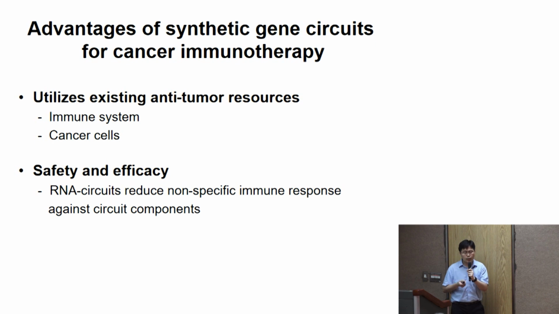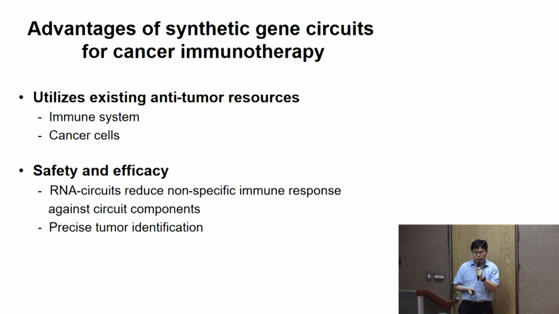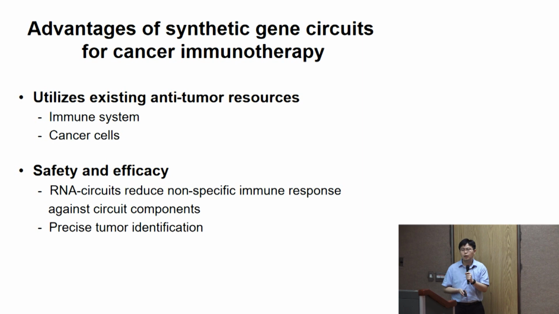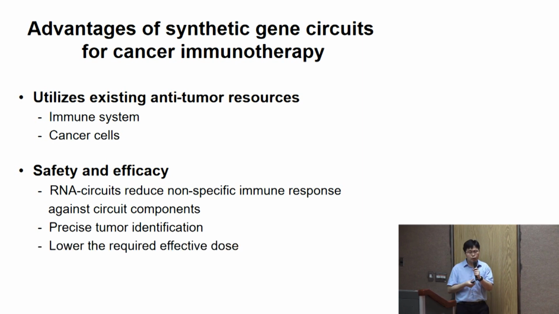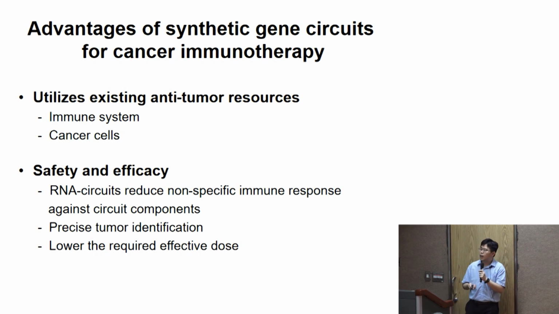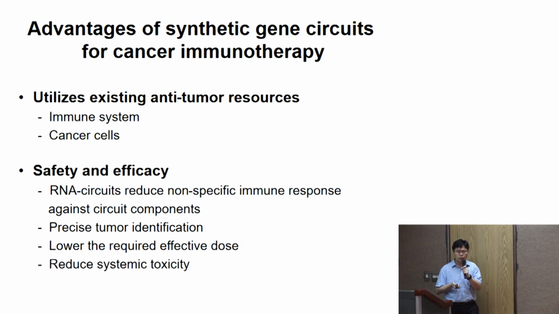Our circuits are encoded with RNA components only. Unlike most other circuits, which are built with protein components, our circuit can minimize the non-specific immune response against protein components in normal cells. Secondly, our circuit can integrate multiple disease markers, so it can reach a more precise tumor identification. Therefore, it will only be activated in tumor cells. Therefore, it will lower the required effective dose of the therapy, because it will create a high local concentration of the therapy surrounding the tumor rather than a high systemic concentration in the entire body. As an effect, it will significantly reduce the systemic toxicity.